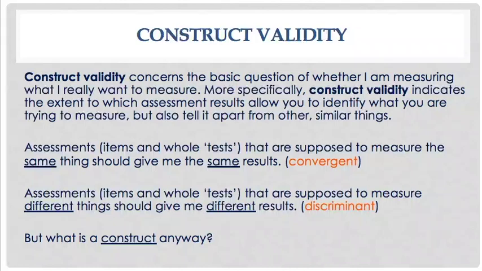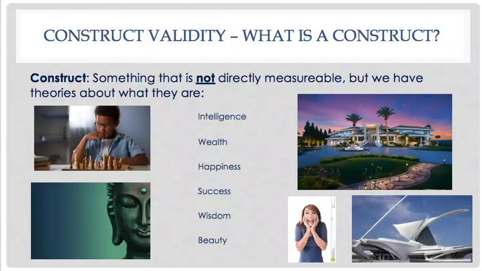And these are two parts of construct validity: convergent validity and discriminant validity. Convergent means, again, that things that are the same should come out the same in my measurements. But I should also be able to tell things that are related apart from one another. But first we need to think about what a construct is. A construct is something that we do not directly measure, but we have theories about what they are.